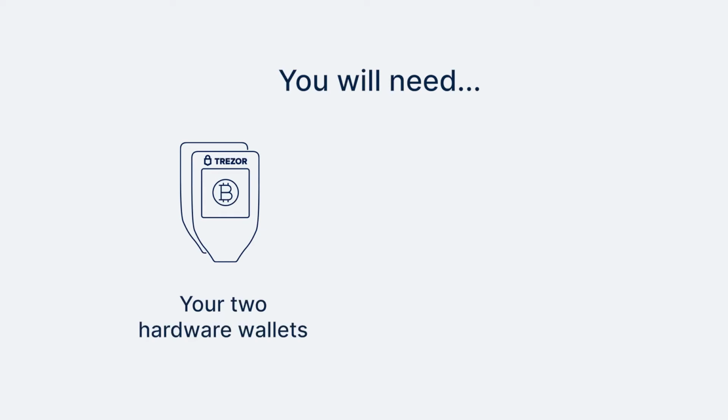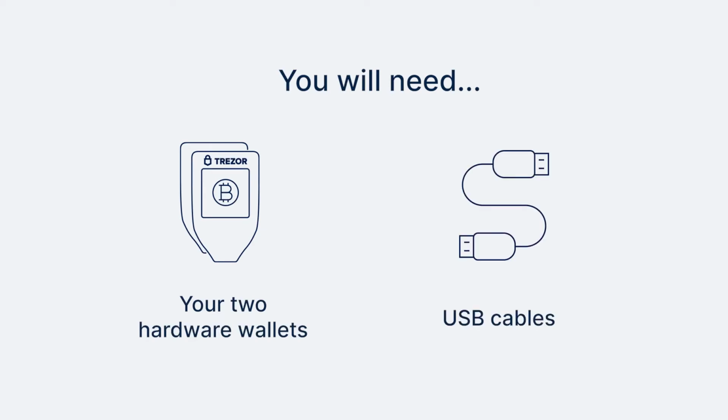Today I'm going to show you how to verify the receive address for your Unchained Vault to ensure that you're receiving Bitcoin to an address that you can withdraw from in the future. You'll need your two hardware wallets that were used to build the vault and the correct cables and dongles to connect them. Please note that Ledgers don't currently have the ability to verify your multisig address on the device.